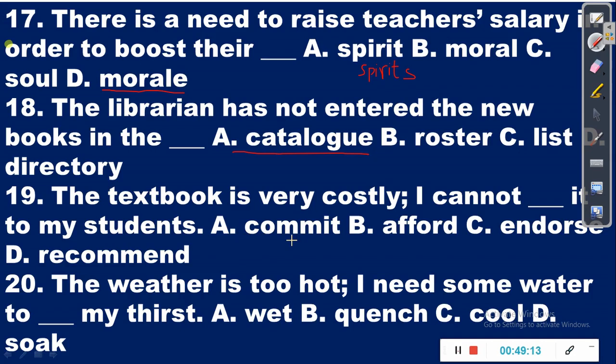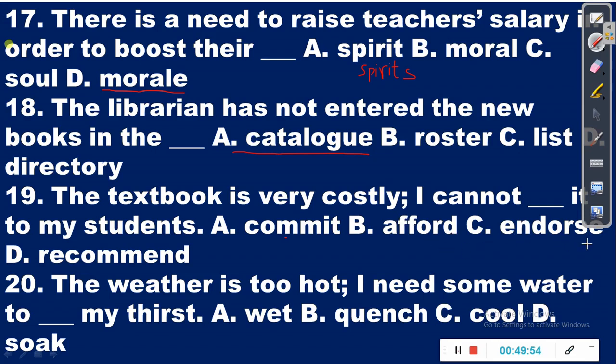When you commit something, you perform an act, or you dedicate yourself to a cause. You commit yourself to something, or you commit an action. Of course, something in most cases that is negative in nature, you often hear about people committing a crime. All right, so that word really cannot fit in here. You cannot say I cannot commit it to my students. No. B, afford. Now, to afford something is to have enough money to pay for something, and it doesn't really fit in here.